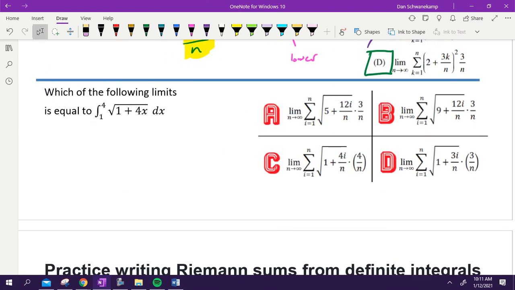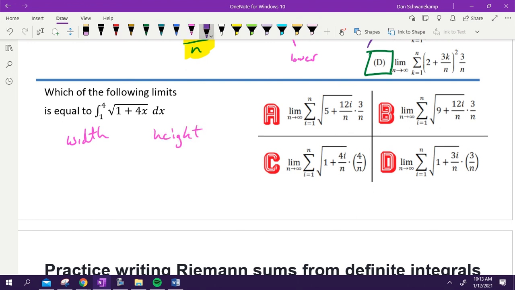Which of the following limits is equal to that integral? That's the toughest one. A, B, C, or D. Look at it, talk with your neighbor, figure out which one it is. Let's look. 1 for A, 2 for B, 3 for C, 4 for D. Little bit more challenging. I'm seeing some 1s, I'm seeing some 4s. Let's do it again. So we're talking about width, we're talking about height.